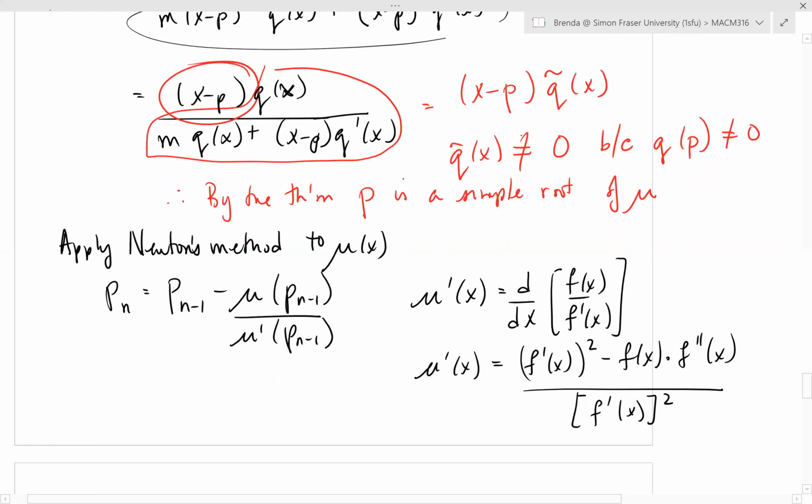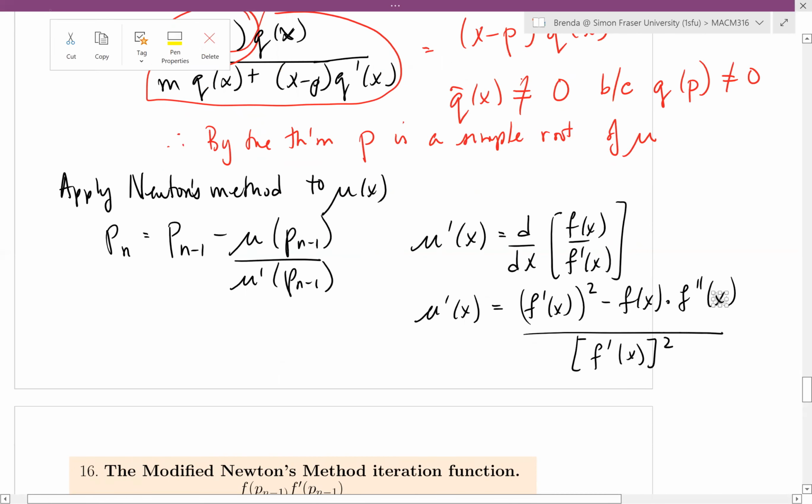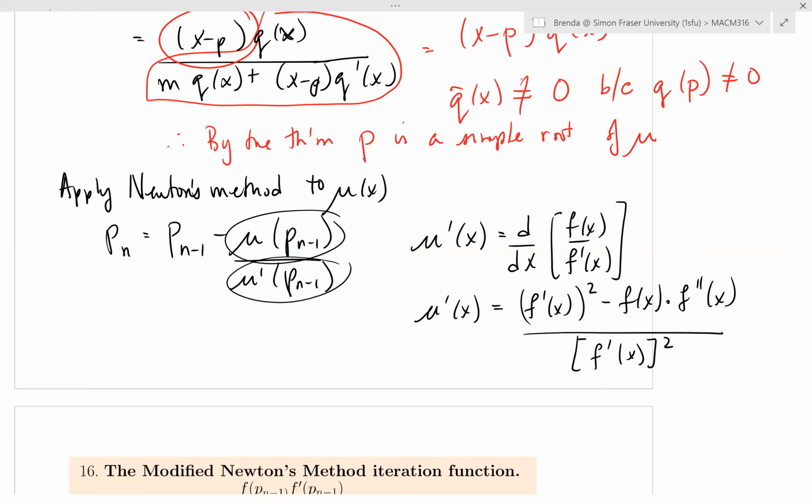All right, I can now substitute all of this in here. I know what mu of x is. I know what mu prime of x is. I plug that back into the iteration, and I get a new formula. Here it is, the modified Newton's formula.